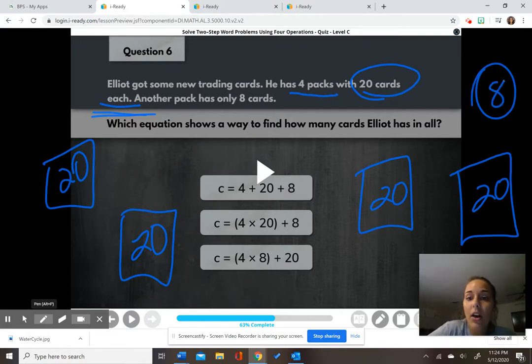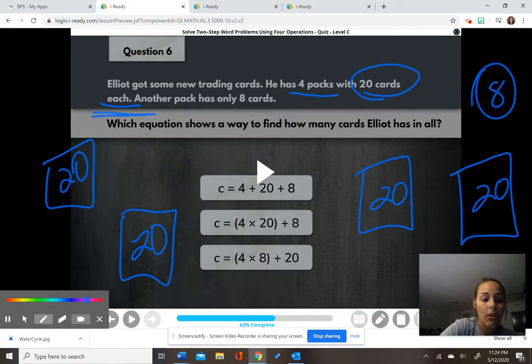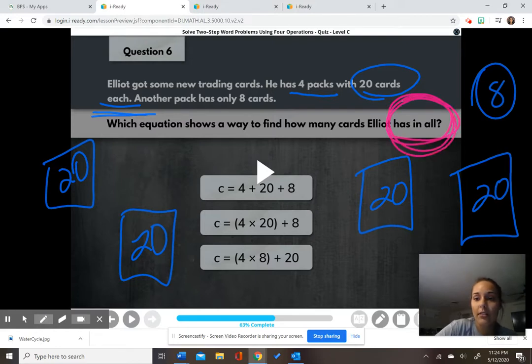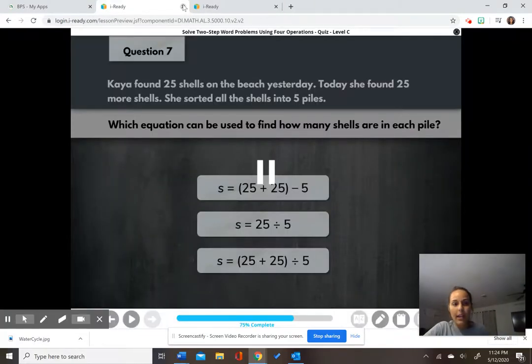So how many cards does he have in all? You guys should know that word, in all. You should know what operation that is. Total, in all, together. What does that mean? You should know. Adding. So you're going to add that all up together. All the packs with the mini pack. Okay? So not too bad. You guys are getting it.